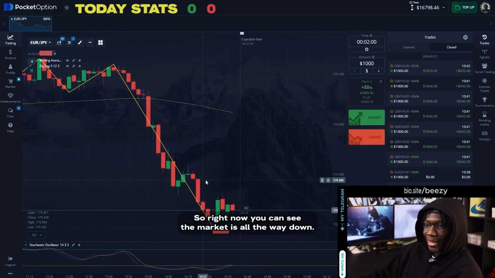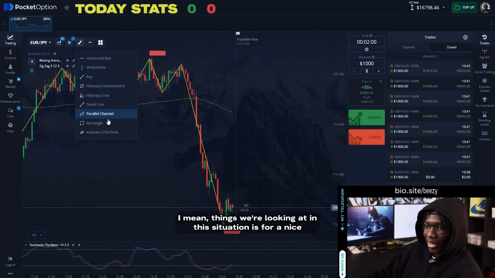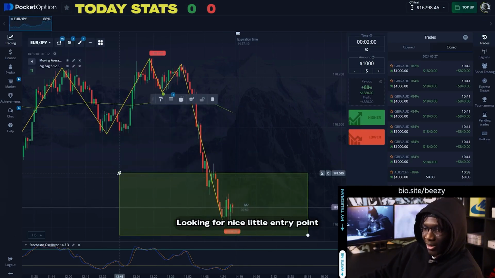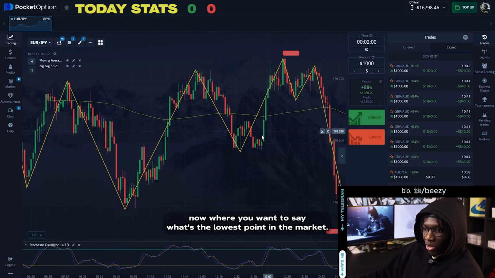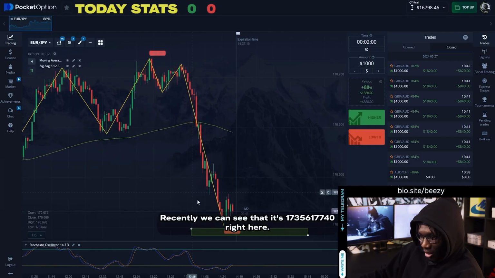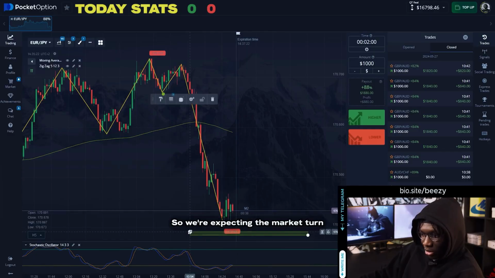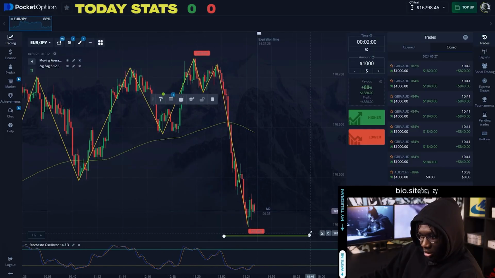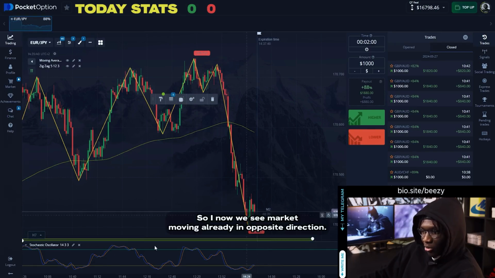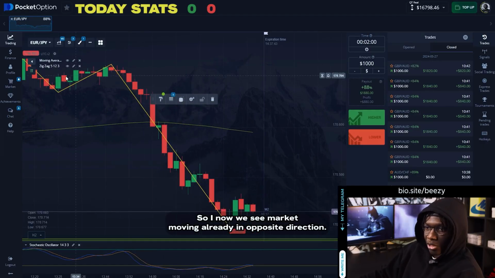So right now we can see the market is all the way down. One of the things we're looking at in this situation is a nice little entry point. Now right here, we want to find the lowest point in the market recently. We can see that it's 173.56 and 177.40 right here. So we're expecting the market to turn right here. Just find that zone correctly. Boom, that's it. So right here, gonna draw that. Boom. So right now we're seeing the market moving already in the opposite direction.